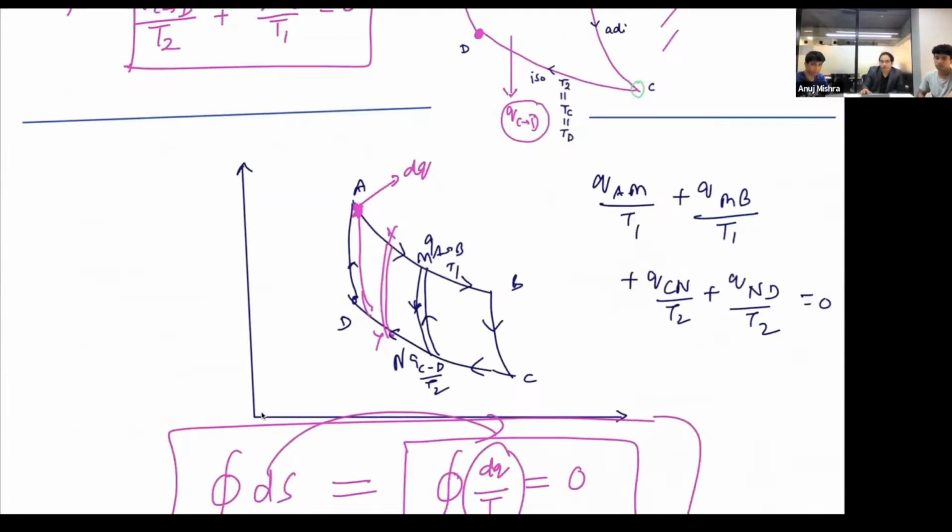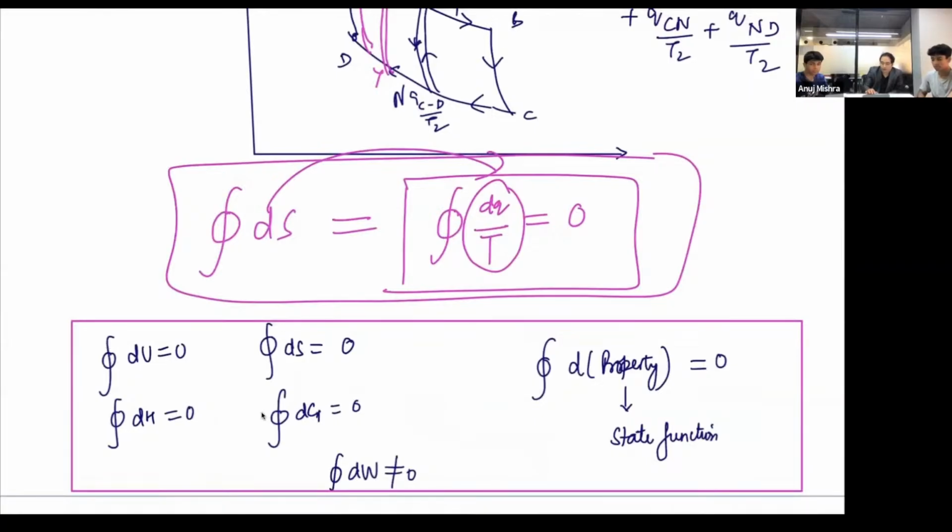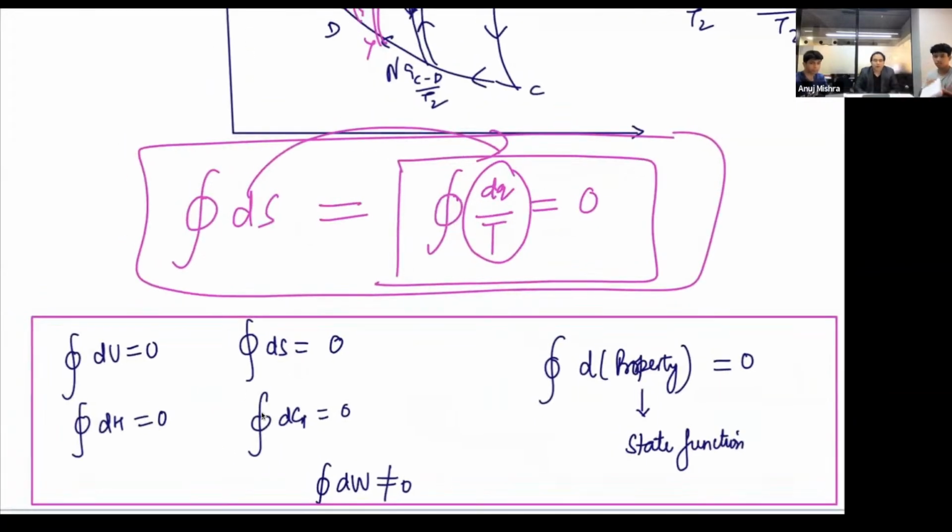What name do we give to this ds? This ds is called entropy change. So write down a few terms for this. Cyclic integral of ds is equal to cyclic integral of dq upon t, which is equal to 0. For the cyclic integral you draw the integral sign with a circle.